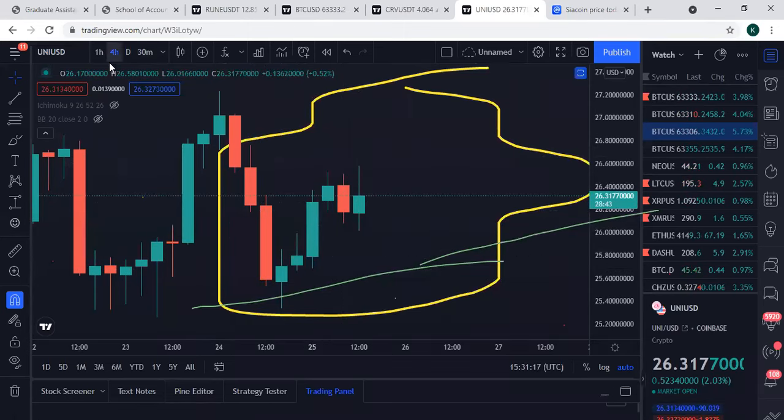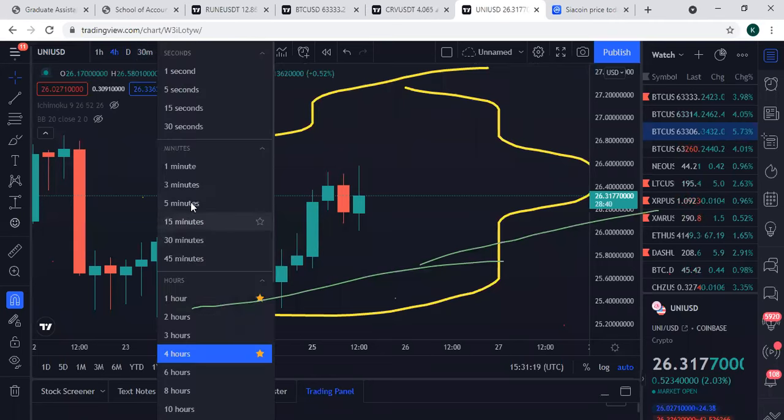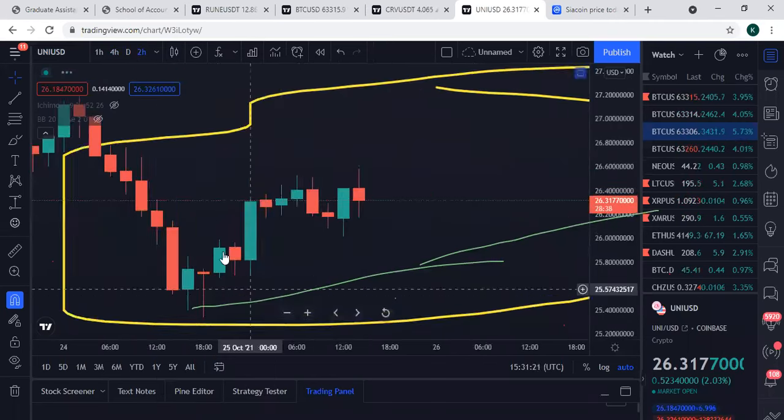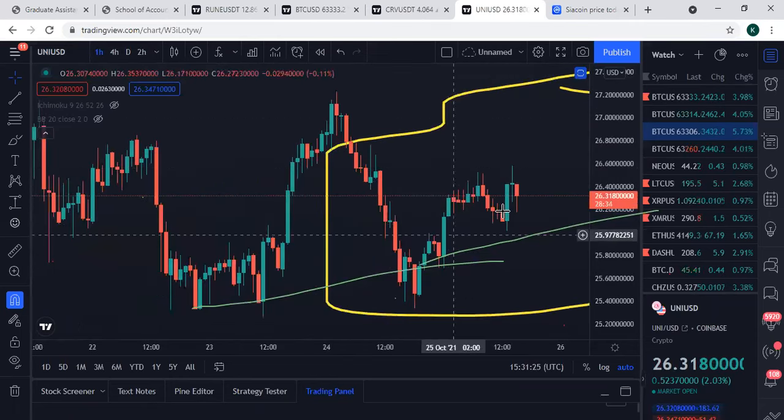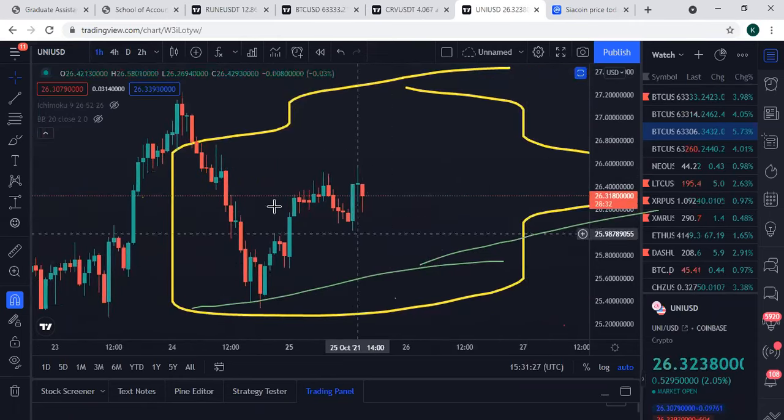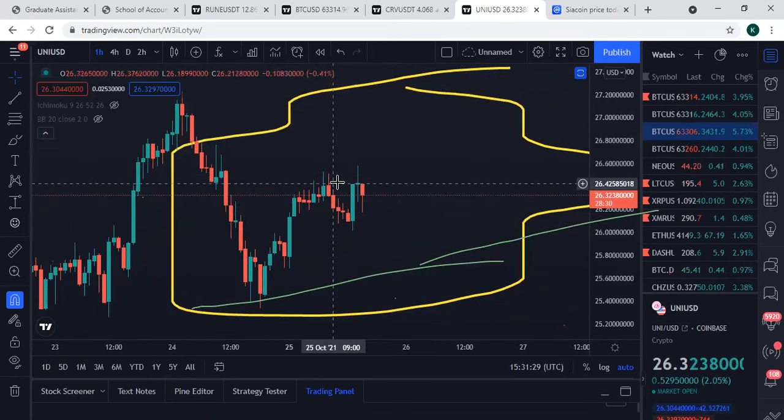But if I break this 4 hours candle down to maybe 2 hours now, you will see. Can you see again? If I break it down to 1 hour, you see the same candle I circled, but look at what is inside. That is why every candle you see consists of both the buyers and the sellers. It's a fight between them.